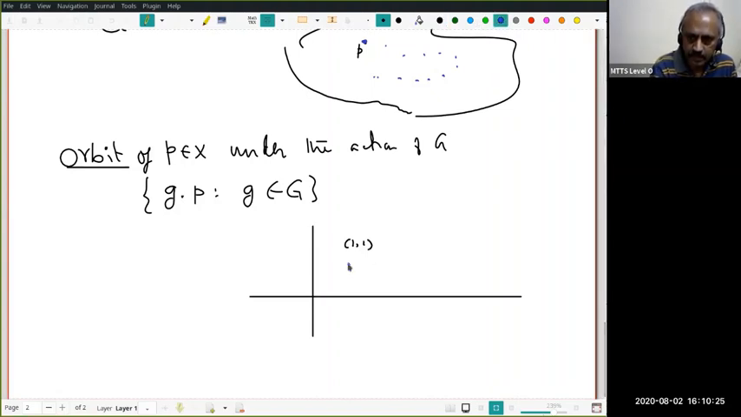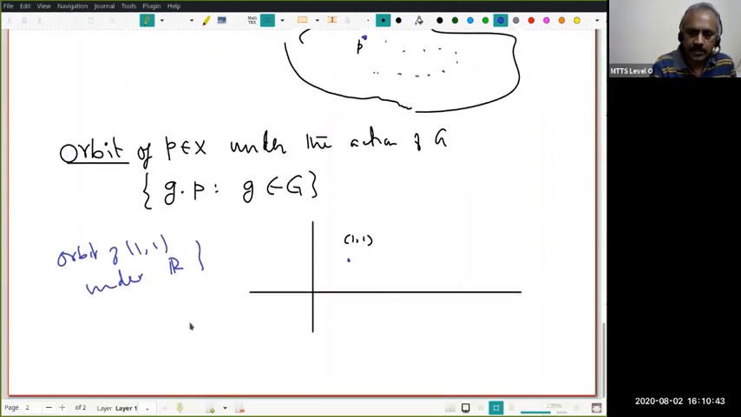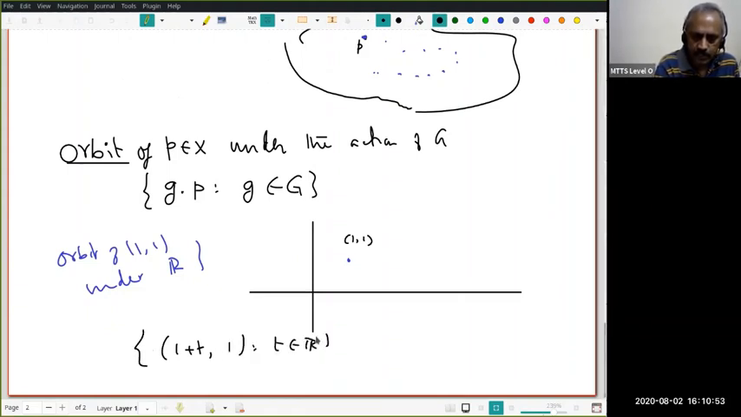Right. This is (1, 1). Now, what is the orbit under the group action? In the example, the orbit of (1, 1) under R, the additive group R. What is it? Take any element t. What will I get? I will get (1 + t, 1) as t varies over R. This will be the orbit. Do you understand that? Yes.